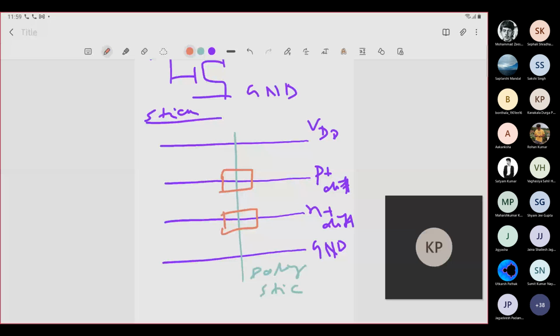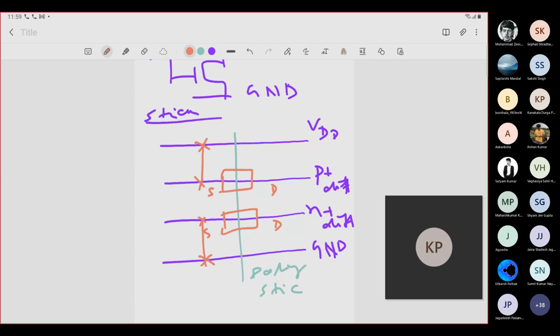Now the source has to be connected to the VDD. So the source of the PMOS will be connected to your VDD. This is the drain, and this is your source. If you put a cross mark, then that will be connected. The two layers will get connected.